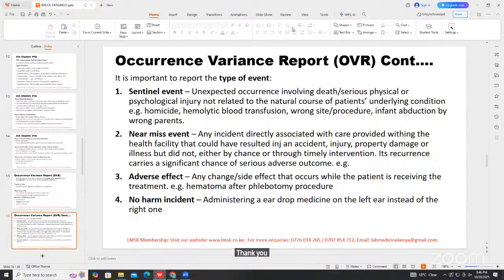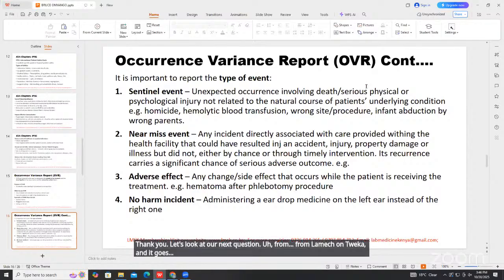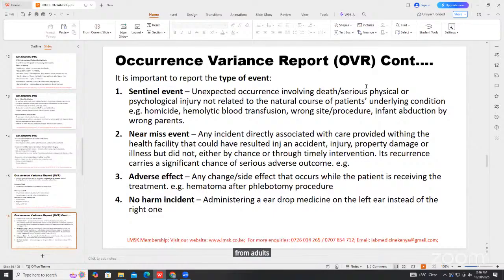Thank you. Let's look at our next question from Lamek on Twitter, and it goes, how can we ensure that stool and urine collected from adults is fit for analysis? Back to you, Bruce. Come up again. Yes, let me come up again. The question is from Lamek on Twitter: how can we ensure that stool and urine collected from adults is fit for analysis?